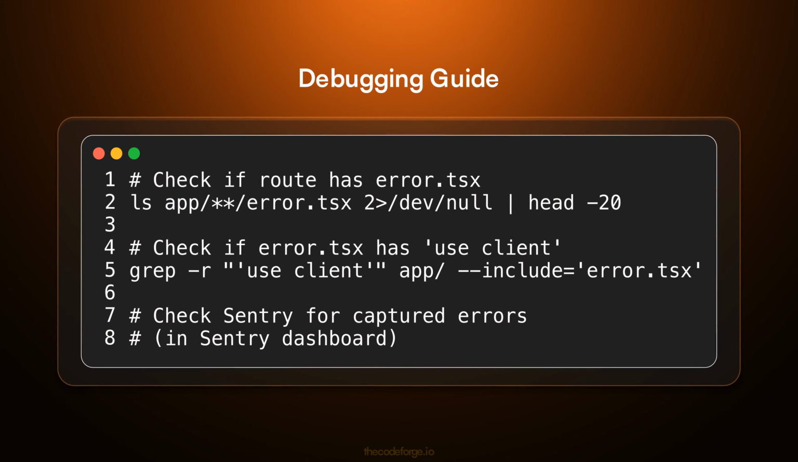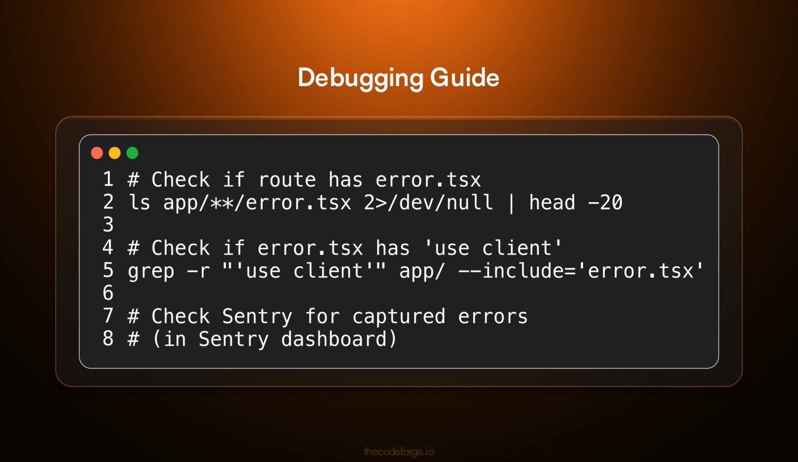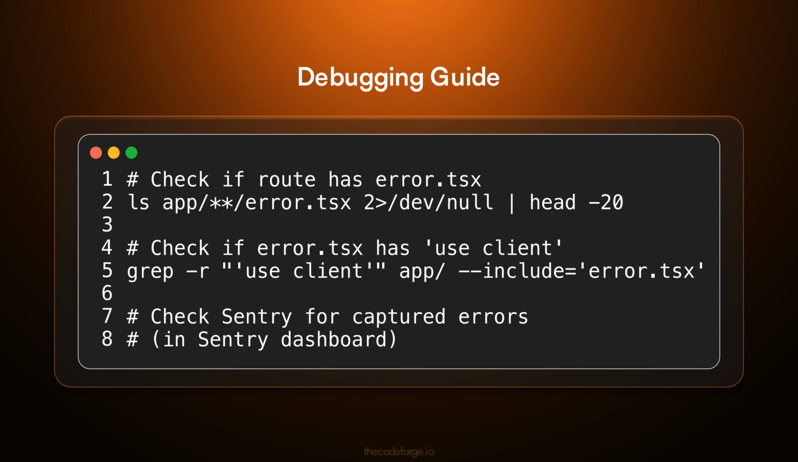Here's a quick debug guide. First, check if the root has an error.tsx file. Then verify it has the use client directive. For blank screens with no console errors, check server logs. Use Sentry to capture and view errors with context.